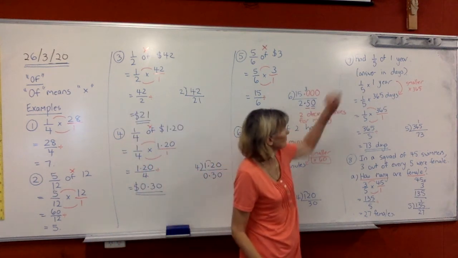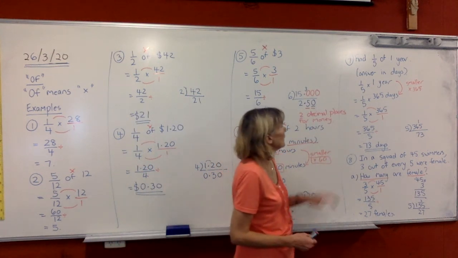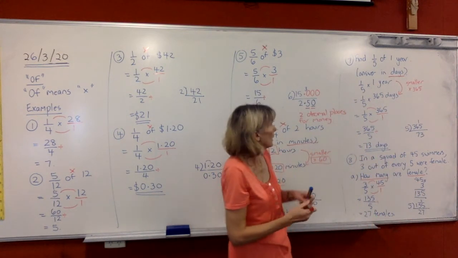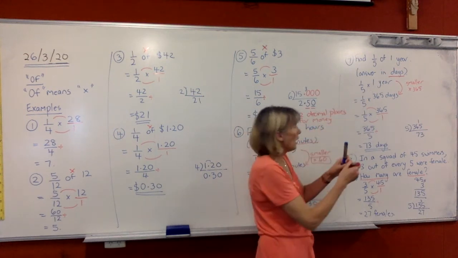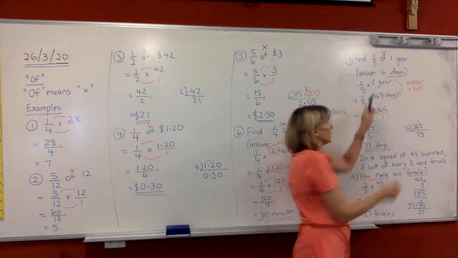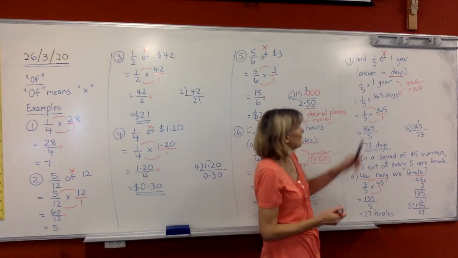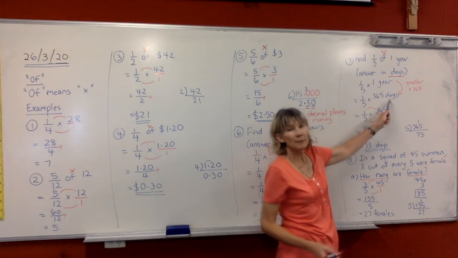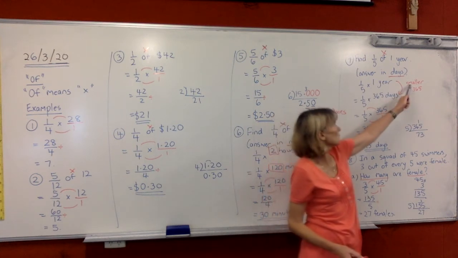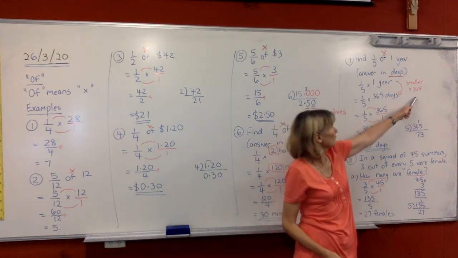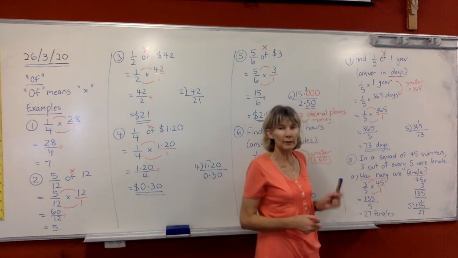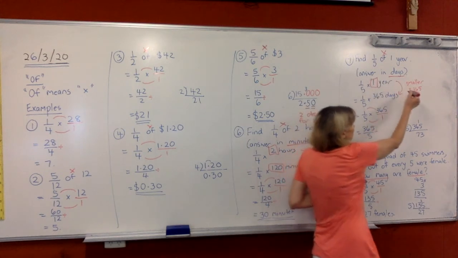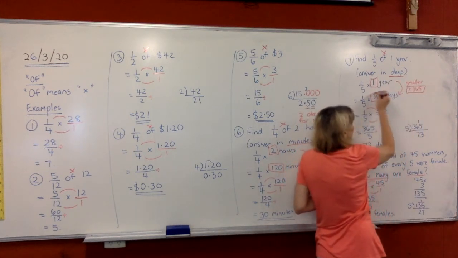All right, number 7. Find 1/5 of a year, but the answer has to be in days this time. So we're going to do a fifth times 1 year, but before we go any further, we're changing that 1 year to days. Days are much smaller than a year, so we're going to a smaller unit, so we're timesing by 365 because there's 365 days in a year. So we've done that times that equals that.